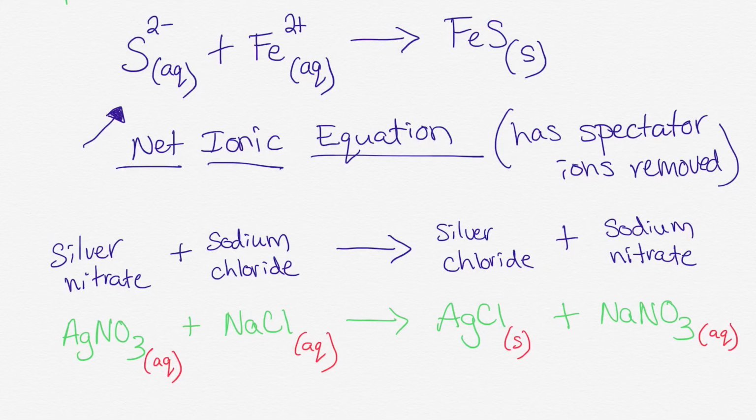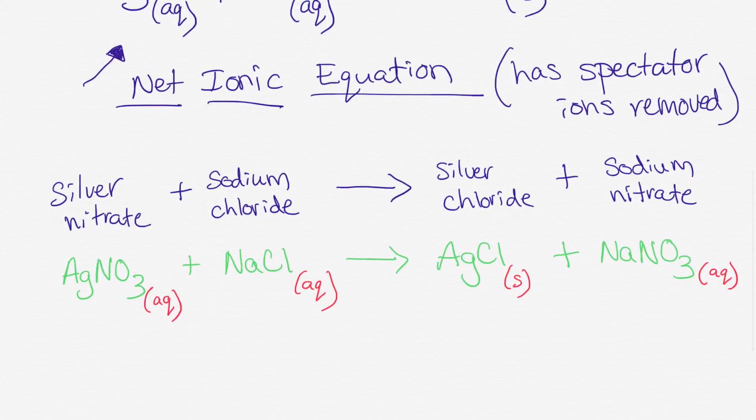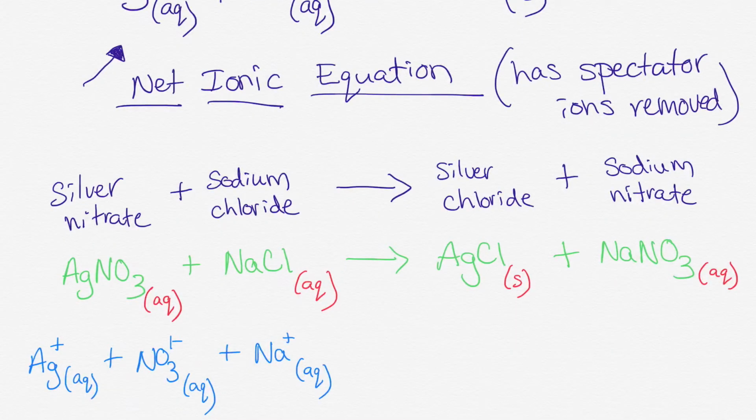And again, just a reminder, we're getting those states from our solubility table. Did our ionic compounds actually dissolve in water, or do they not dissolve in water? Okay. So when we're taking apart our ions, we're going to form Ag+, that's aqueous, and then a nitrate with a 1- charge, that's also aqueous. From the sodium chloride, we're making an Na+, that's aqueous, and a Cl- that's also aqueous.